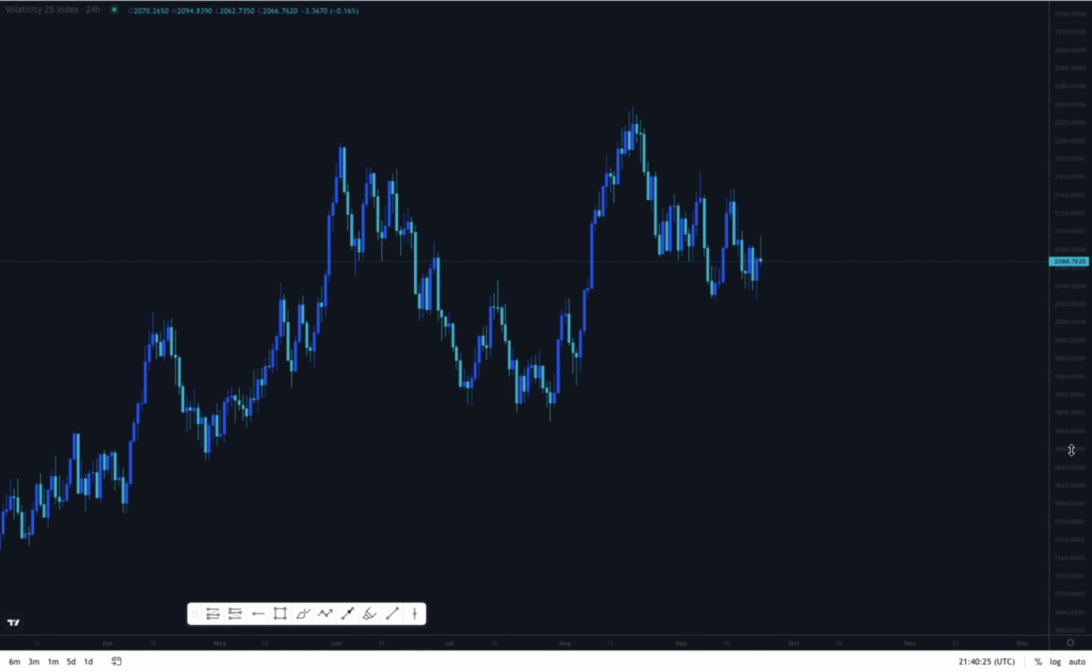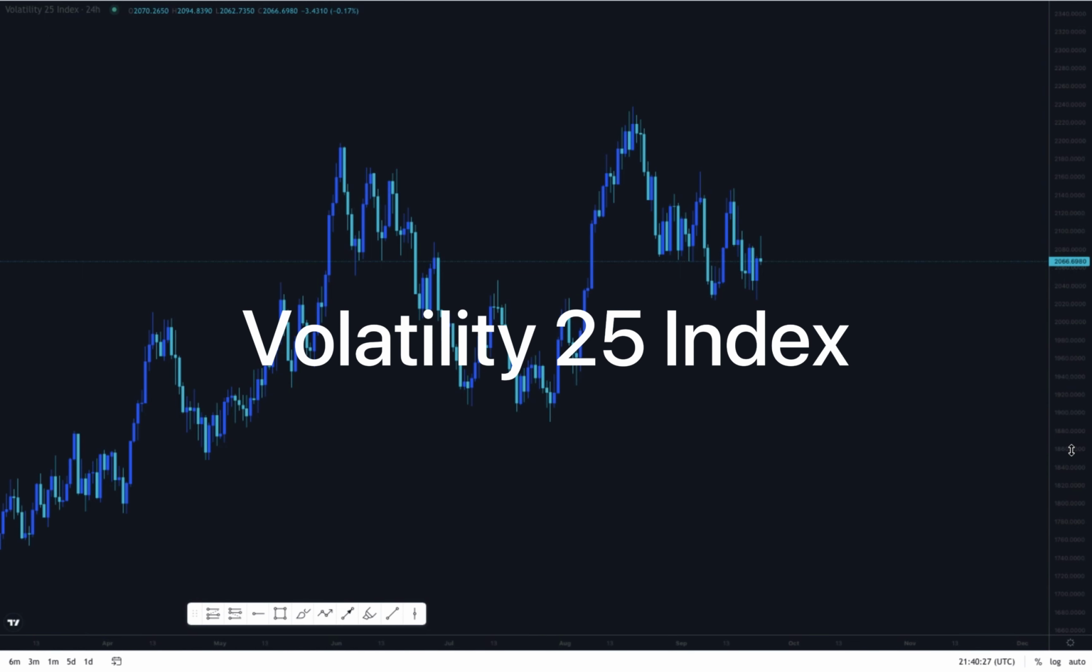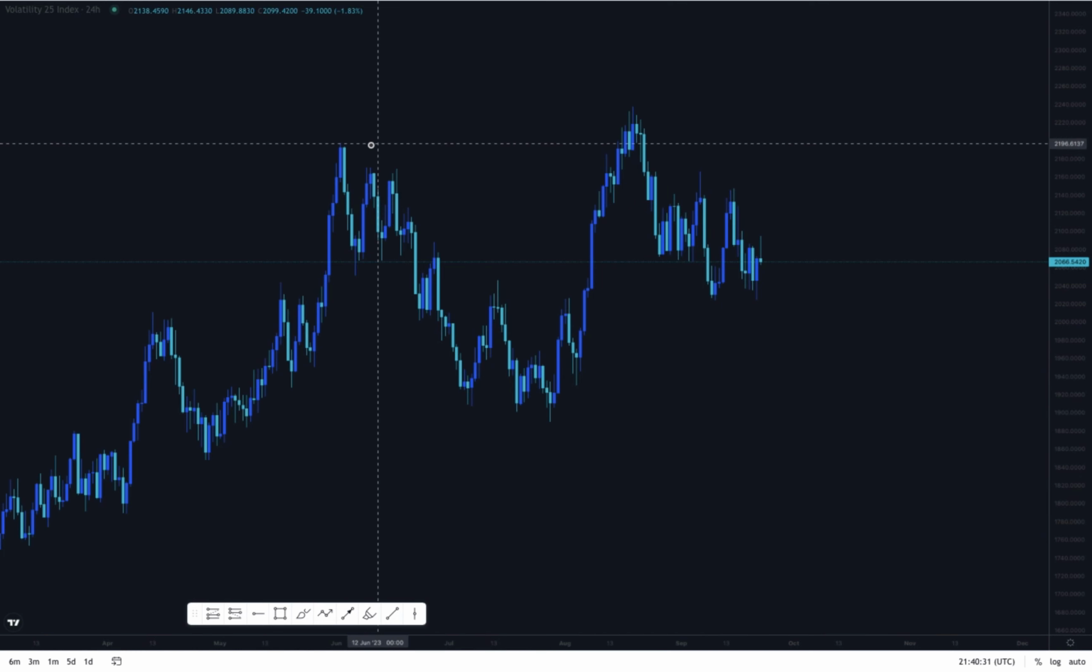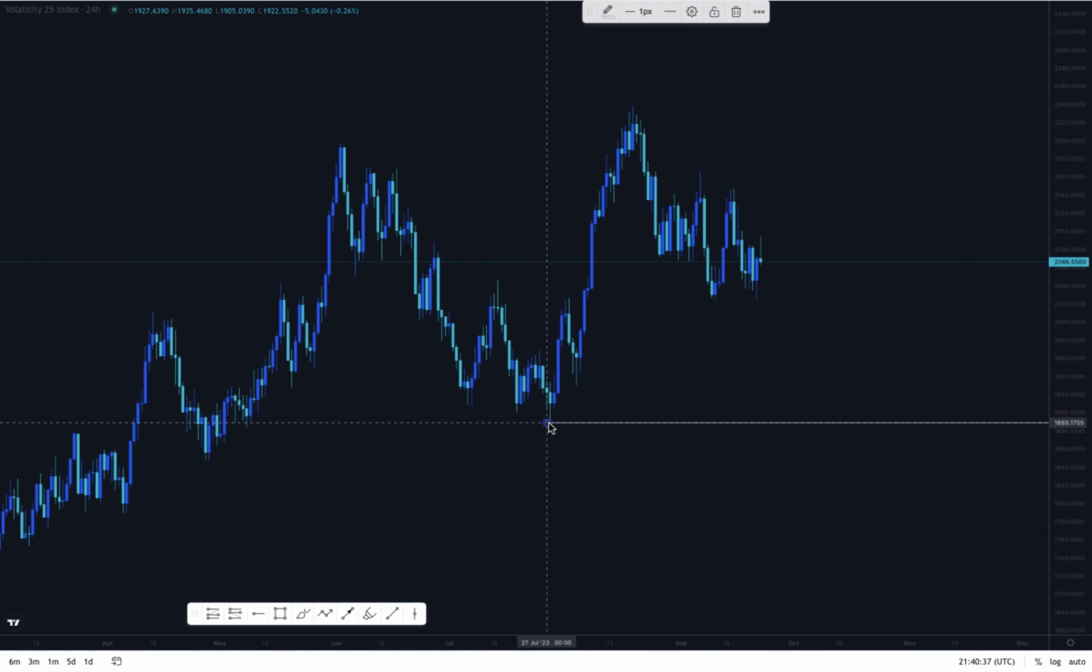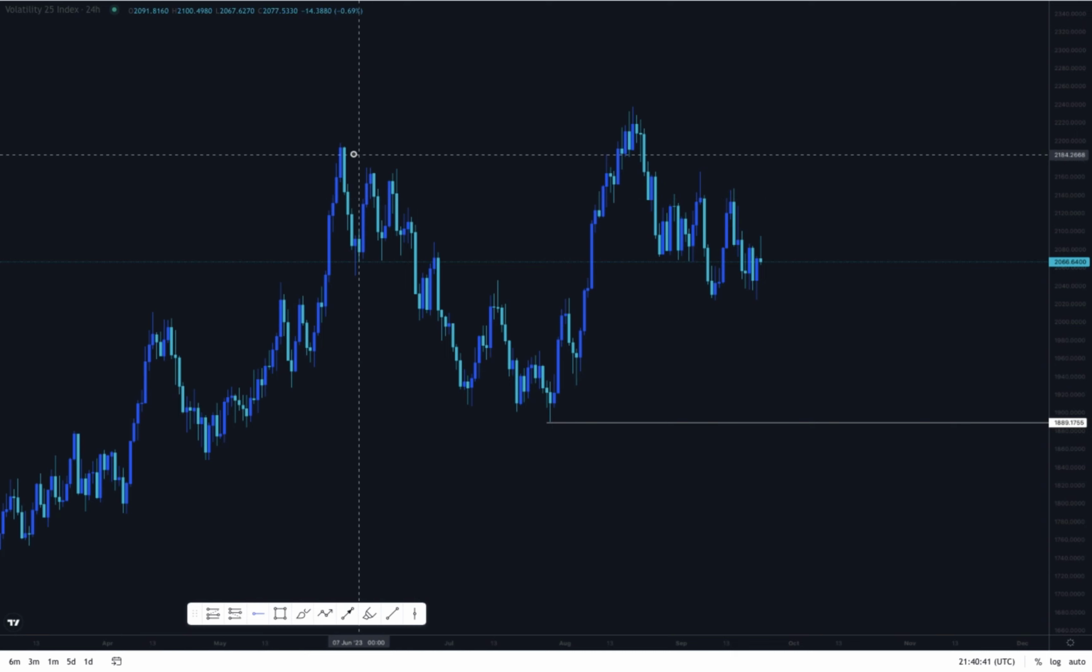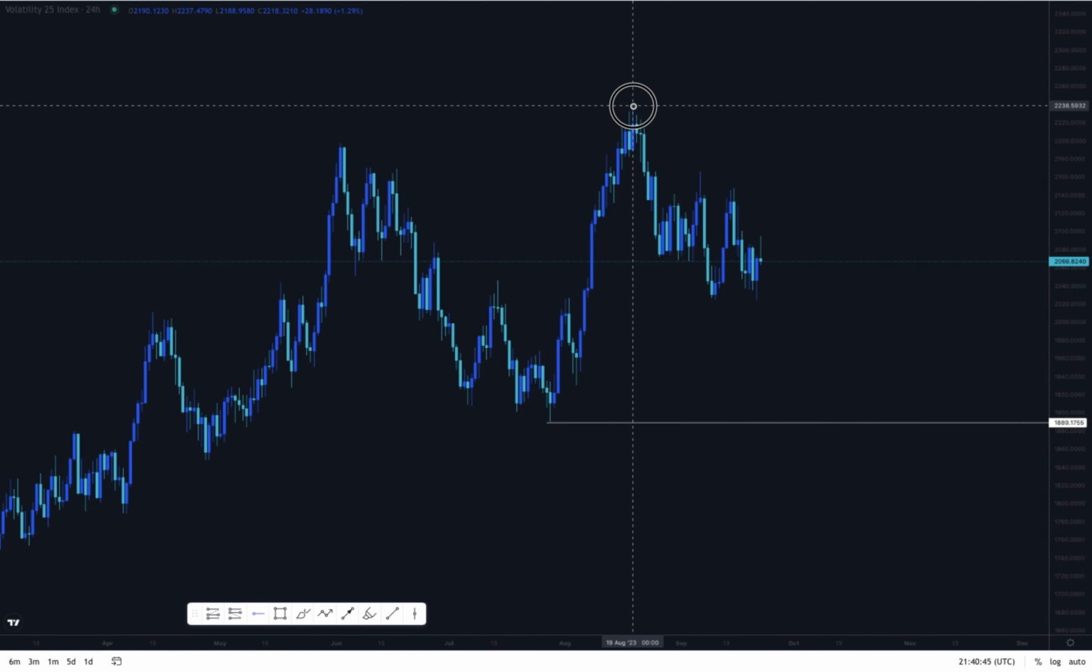Alright people, this is volatility 25 index, and this is the 24-hour time frame. Alright, so we can see clearly from here price swept this swing point. So the final target is here, so this is going to be our lowest low. So we're looking for price to find its way down to this level. And price swept this high, so this is going to be our highest high.